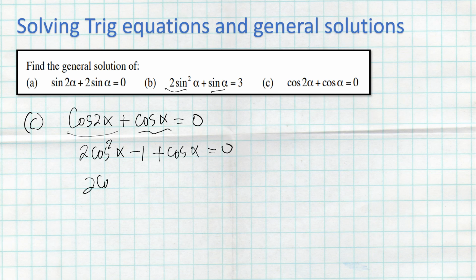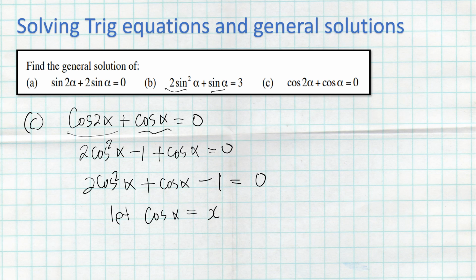So we have 2 cos squared alpha plus cos alpha minus 1 is equal to 0. It's sort of like a quadratic equation. Can you see? So what you can do, you can just let your cos alpha be x. Or you can factorize if you know how to, and you can just go straight and get the answer, right? So for the purpose of those who might not know how to factorize, you can use this method.